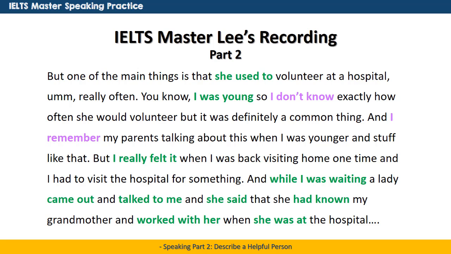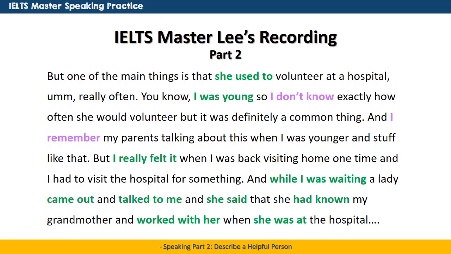I really felt it. So felt is past tense, right? Past simple. And next one, now we're really getting to the action of my story. So here we have, and while I was waiting, what kind of tense is this? Do you know? This is present continuous. So this is the background information. While I was waiting, a lady came out. This is the action. So this is past simple, came out and talked to me.